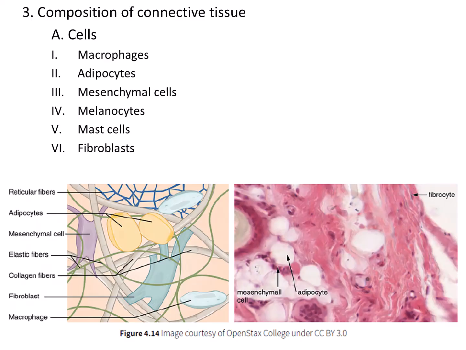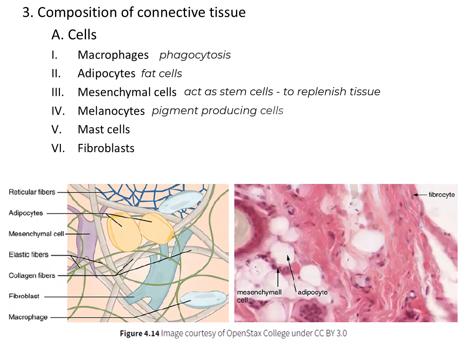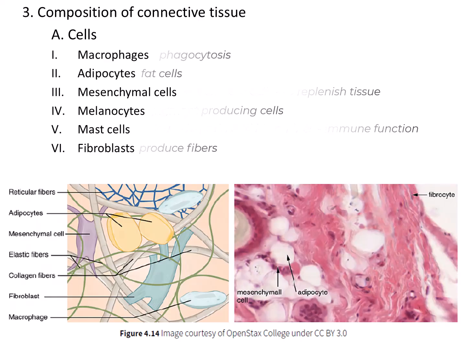These different types of cells include macrophages, which engage in phagocytosis. We talked about this during the cellular level of organization. Adipocytes are fat cells and make up adipose tissue. Mesenchymal cells are stem cells that will repair and replenish the cells of connective tissue. Melanocytes are pigment-producing cells. Mast cells are cells that produce histamine and play a role in immune function. And lastly, there are fibroblasts, which are cells that produce the fibers found in connective tissues.